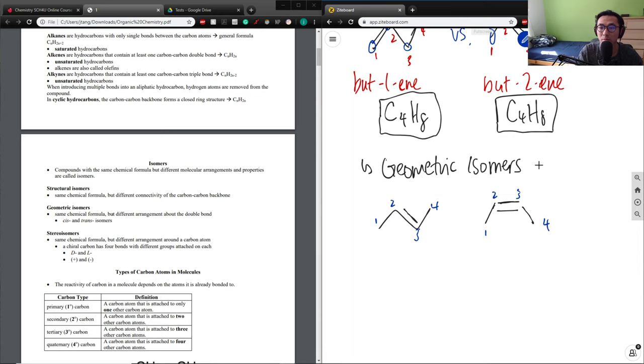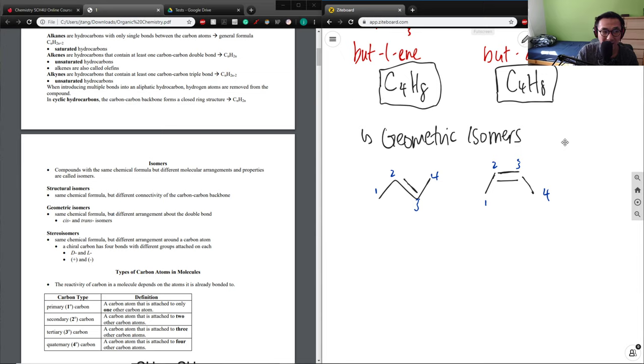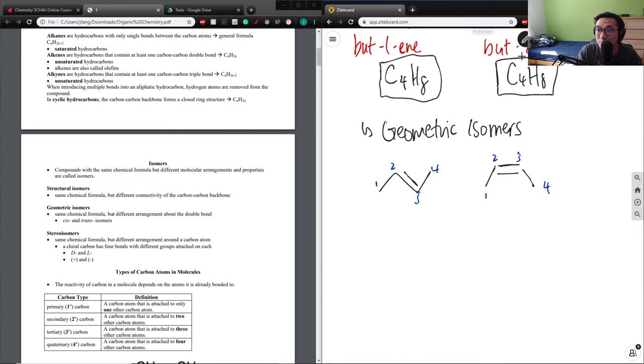Again, these two compounds are exactly the same in terms of chemical formula. It's C4H8, we know that already. They're the same in terms of naming as well, because the double bond lies on carbon 2 here. So I have but-2-ene for both of them. However, the only difference is how it's bonded about the double bond. There's a different arrangement. I'm going to show you in red.